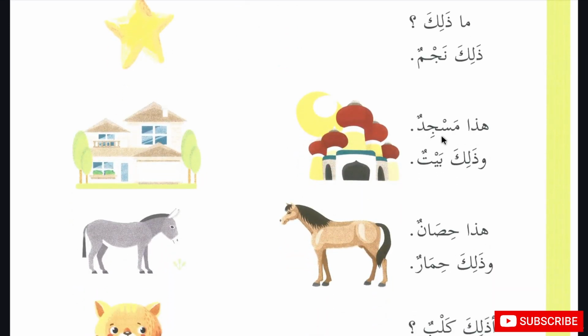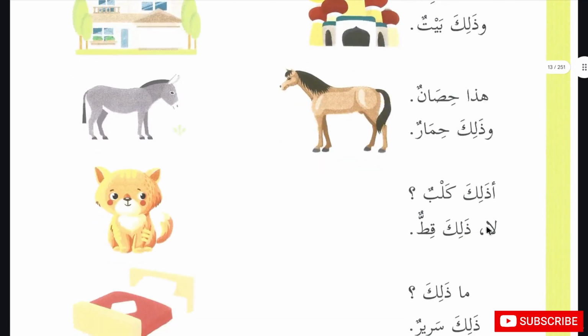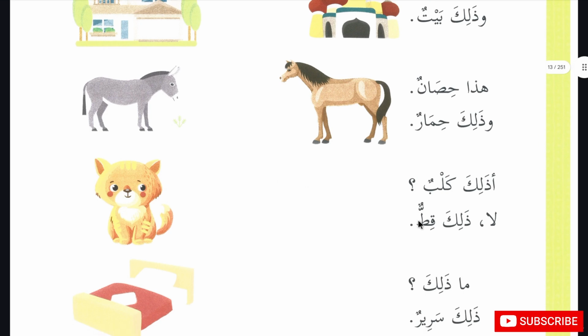Hada masjidun, this is a masjid. Wa dhalika baytun, and that is a house. So the masjid is close and the house is farther away. Hada hisanun, this is a horse, and that is a donkey. Wa dhalika himarun. And then here we ask the question, you just put that hamza and alif in the front. Adhalika kalbun, is that a dog? لا ذلك قط. No, that's a cat.